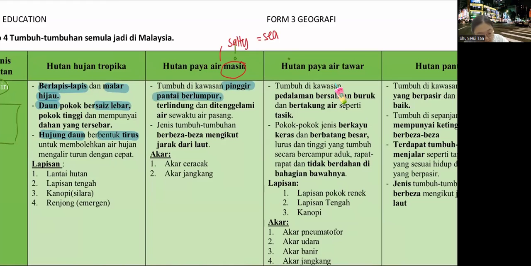Right? When you see the word paya, paya in chapter 3 you already learned. Paya, the keyword is what? Petakung air. Definitely petakung air. You can use the word petakung air or you can use the word ditenggelami air. Flooded with water. Right? Can? Now, then they have akar cengkang, akar ceracak.